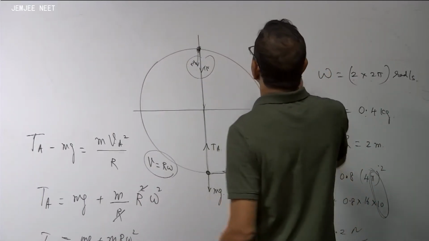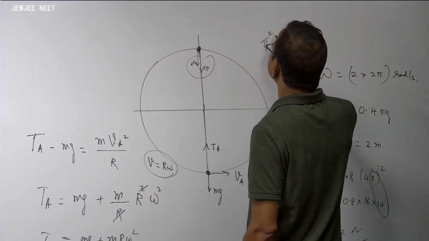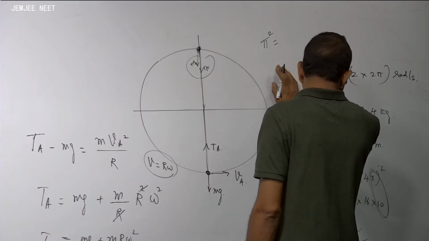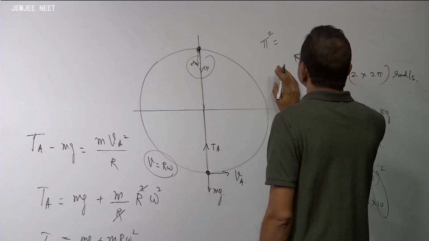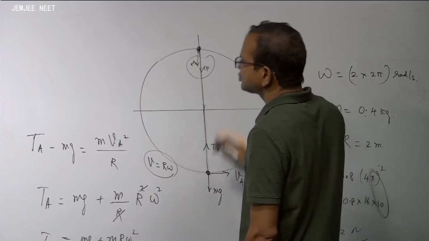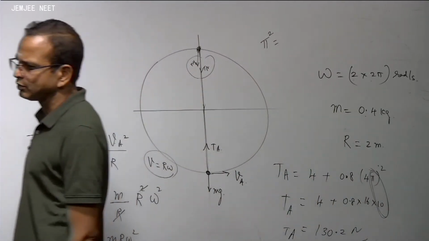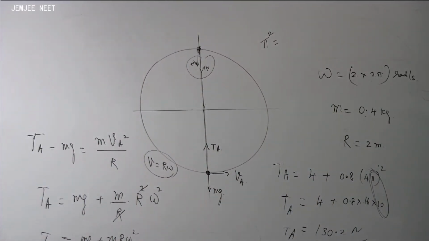My question is what value you took for pi square. Did you calculate pi as 22/7, or 3.14, or did you take pi square as 10? What method did you follow? Sir, 3.14.